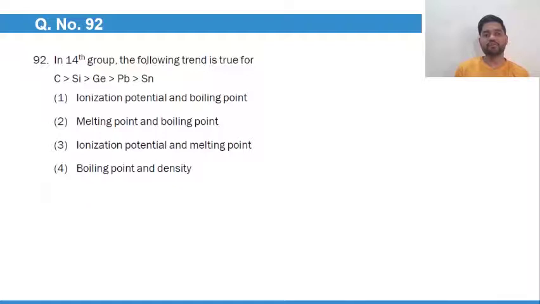92. In the 14th group, the following trend is true for carbon, silicon, germanium, tin, and lead. If my knowledge serves me right, it is for melting point. First of all, do we have melting point anywhere? Yeah, there is melting point and ionization potential. Yes, there is melting point, but the boiling point order is normal: carbon, silicon, germanium, tin, lead. So boiling point will not be the right answer. The only place where melting point is present is this, and ionization potential. Yes, that is also the right answer. So for 92, option number 3 is the right answer.